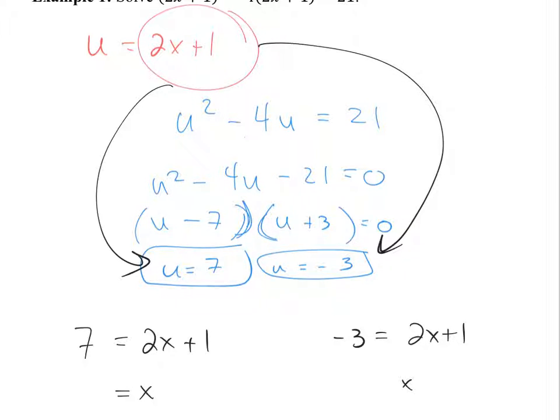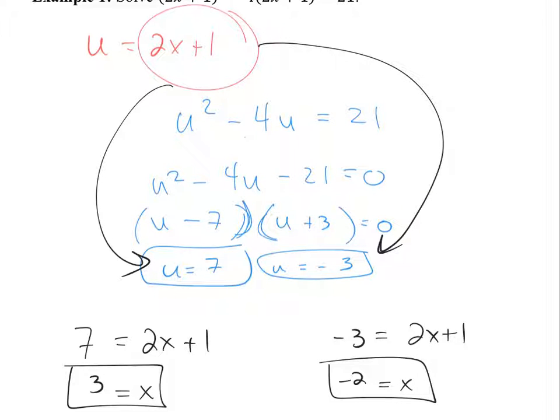What do you got? x equals 3 and x equals -2. 3 and -2. I'm going to subtract 1, that gives me a 3. I'm going to divide by 2. Subtract 1, that gives me a -2 when I divide by 2. So my solution to a problem like this, although seemingly lengthy at first, becomes rather short when you use a substitution to make it a little bit simpler.